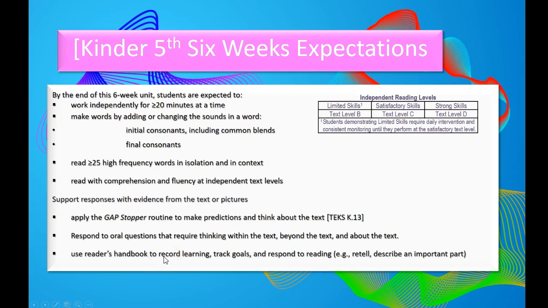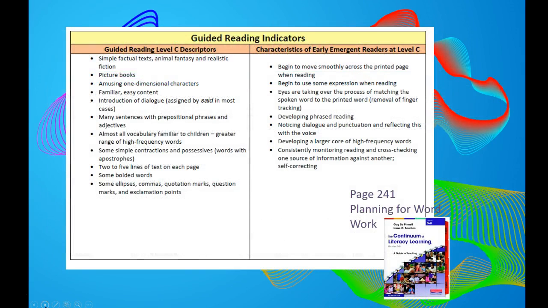Let's take a look at the expectations. We are expecting them to be at a level C. I'll let you take a look at the different kinds of reading expectations. You can see on your overview that we really want them applying gap stopper, making words and changing words by sound, changing the sounds in words, initial consonants, blends, and final consonants, and making sure they really get those high frequency words down, and responding to oral questions with 3 kinds of thinking.